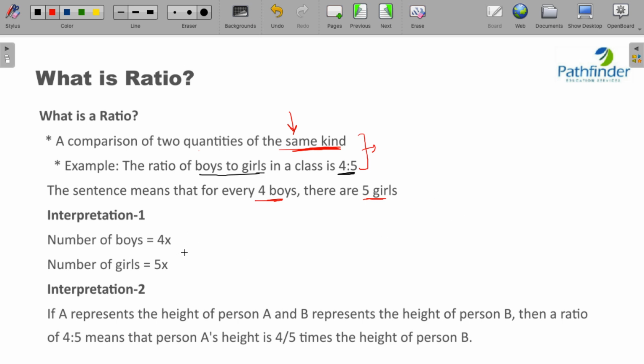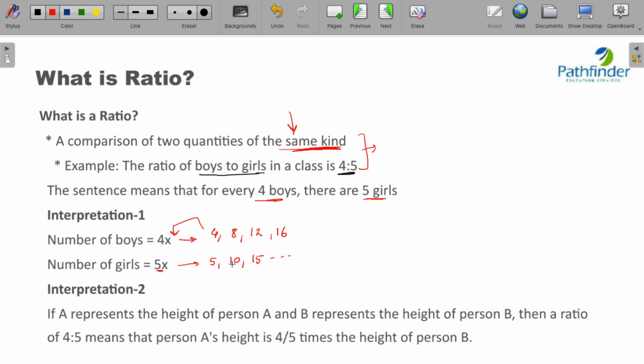Now there is another interpretation. 4 is to 5 also implies that the number of boys is some multiple of 4. We call it 4x. And the number of girls is some multiple of 5. We call it 5x. तो 4 का कोई मल्टीपल होगा नंबर ऑफ बॉयज और 5 का मल्टीपल होगा नंबर ऑफ गर्ल्स. तो नंबर ऑफ बॉयज कुछ भी हो सकता है. 4 into 1 4, 4 into 2 8, 4 into 3 12, 4 into 4 16 एंड सो ऑन. तो इसको जनरलाइज करने के लिए मैंने 4x लिख दिया. और 5x 5 के टेबल पे आने वाला कोई भी दूसरा नंबर हो सकता है. 5 10 15 एंड सो ऑन.